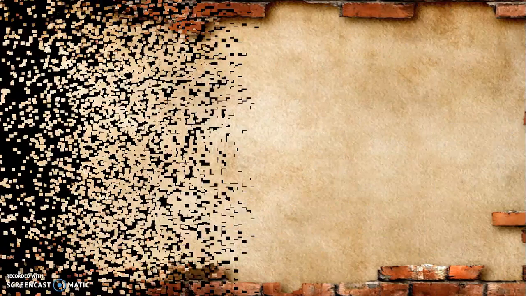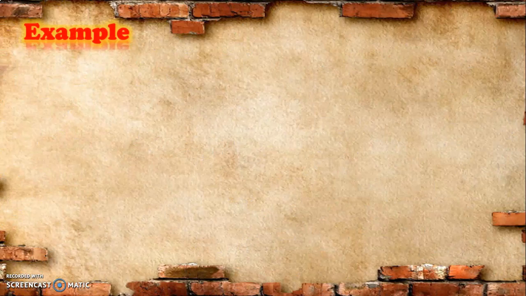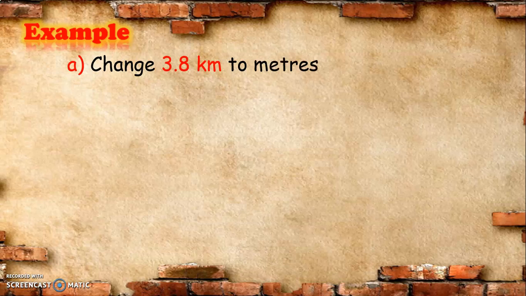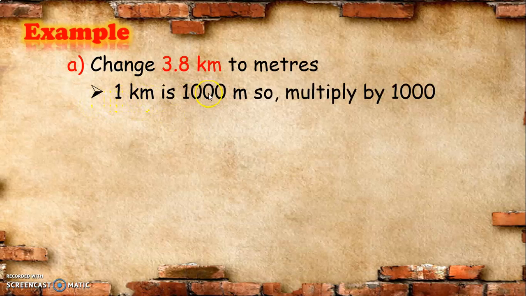So let us have an example. Change 3.8 kilometers to meters. If we want to change kilometers to meters, we know that 1 kilometer is equal to 1,000 meters. So we multiply it by 1,000. 3.8 multiplied by 1,000 is equal to 3,800 meters.